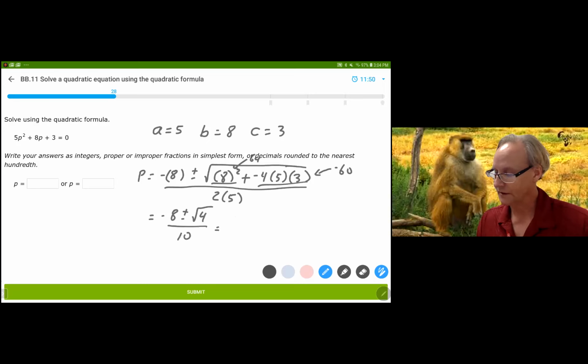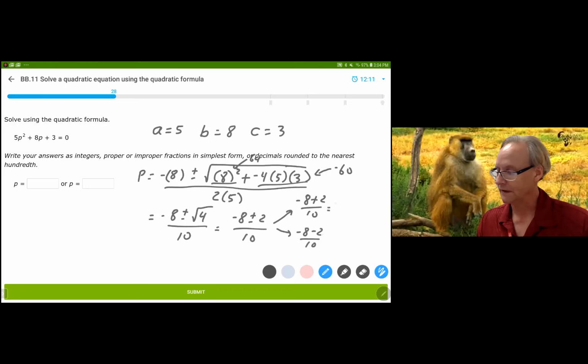And that is going to be negative 8 plus or minus 2 over 10. And the way I like to do this one is I like to sometimes write it like this. When you need an exact answer, this is a good idea for writing it. I'm actually talking about negative 8 plus 2 over 10 and negative 8 minus 2 over 10.